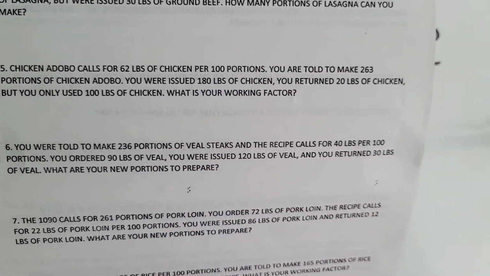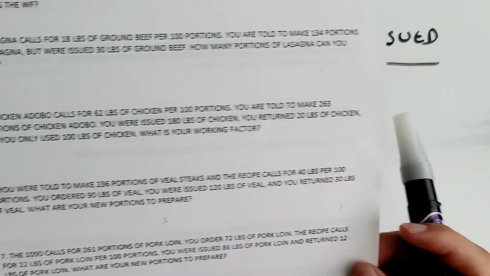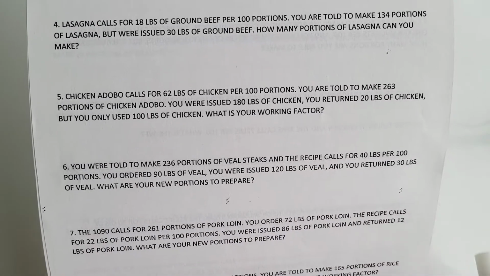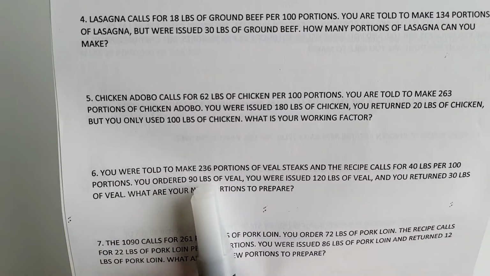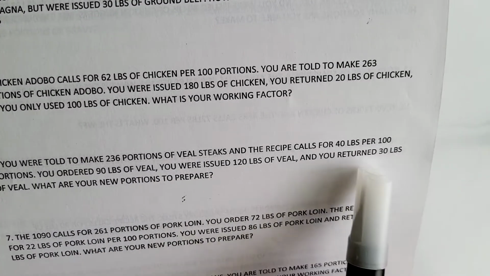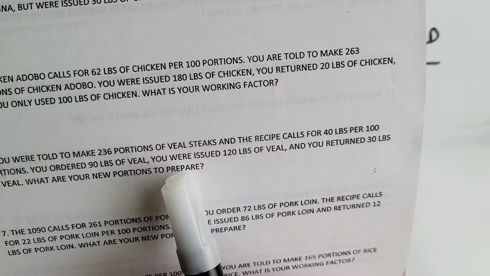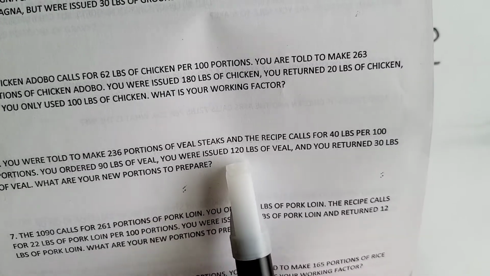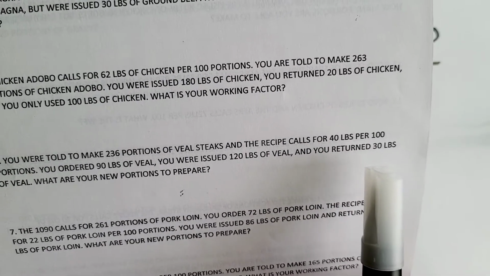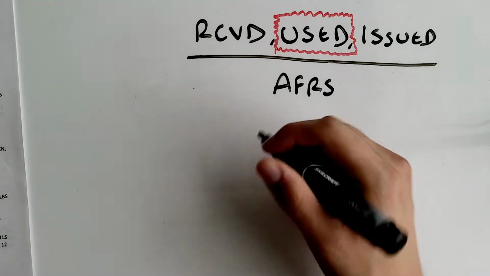So again, you want to focus on how much you actually used. So it's just going to give you a bunch of numbers just to throw you off. So you ordered 90 pounds of veal, you were issued 120, and you returned 30 pounds. So all you got to do is the 120 that you were issued minus your 30 that you returned, which equals 90. So you actually used 90 pounds.